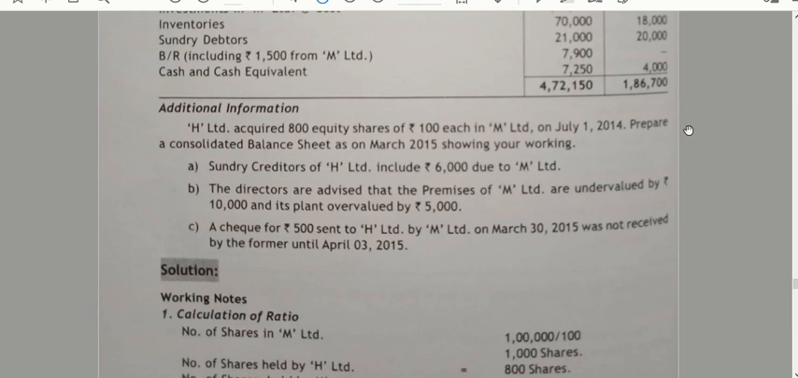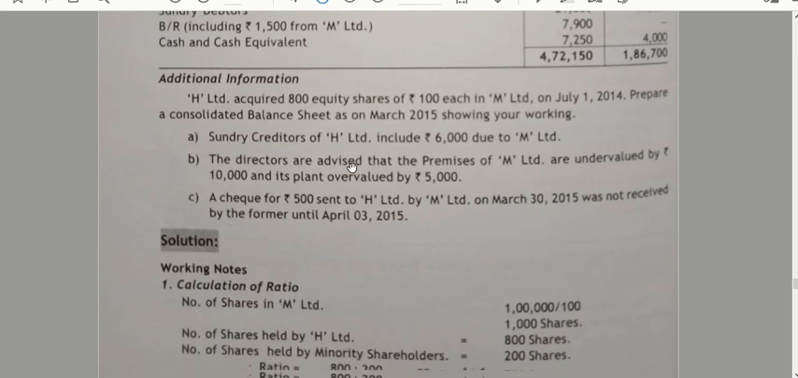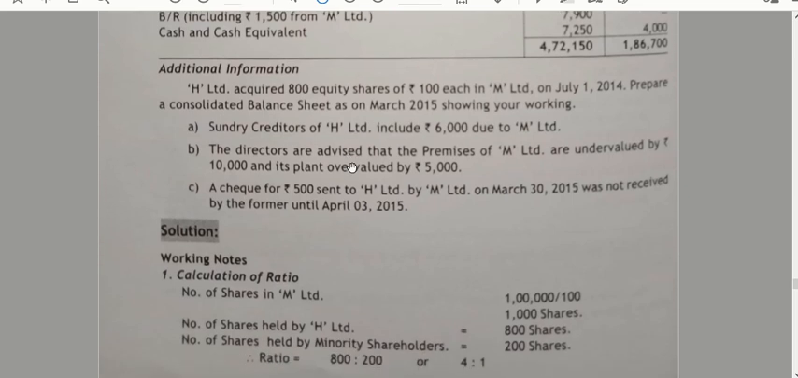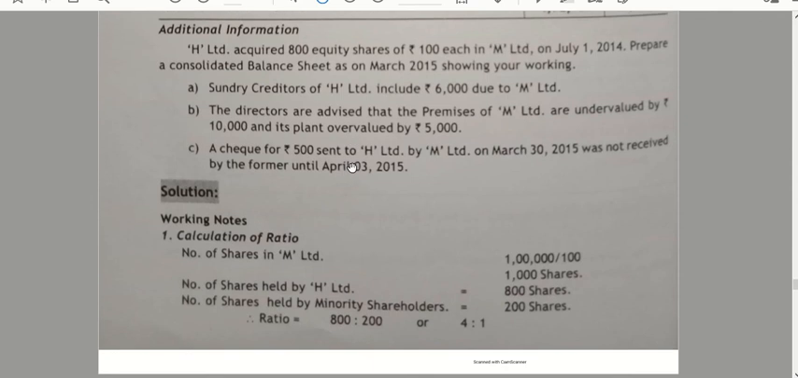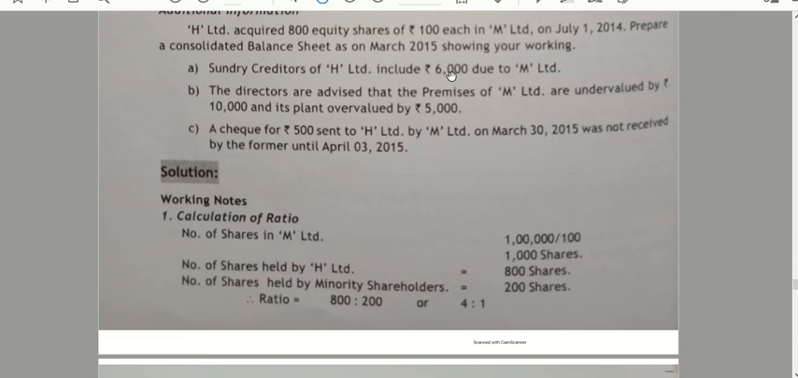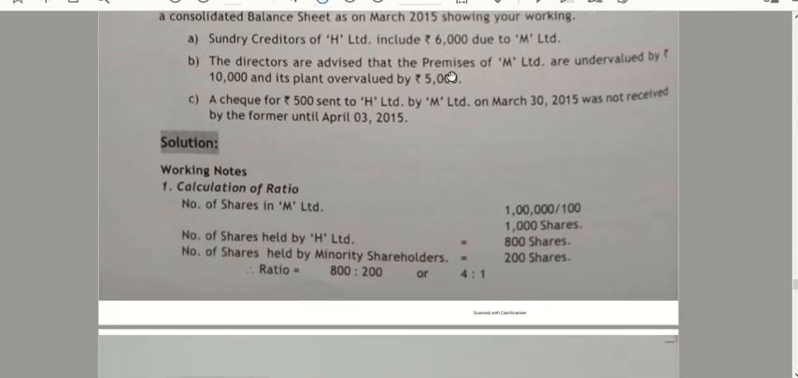So April, May, June, July. So after 4 months after your balance sheet. Prepare a consolidated balance sheet as on March 31st, 2015, showing your working. Sundry creditors of H Limited include 6,000 due to M Limited. So sundry creditors and sundry debtors will have intercompany owings.